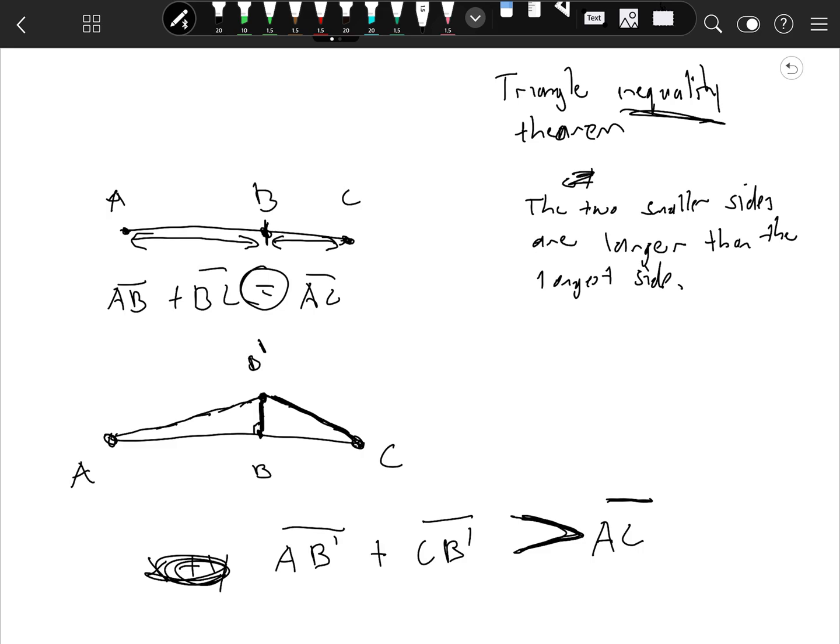Has to be bigger. And there's a neat little experiment that hopefully we had a chance to do in class, where you take spaghetti noodles and you break them up into three different sizes, and then you make a triangle out of them, to show that the two smaller sizes of the spaghetti would always have to be bigger than the third. Let's take a look at one kind of problem with this.